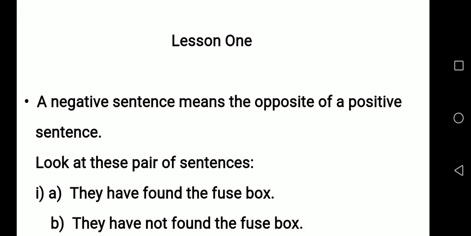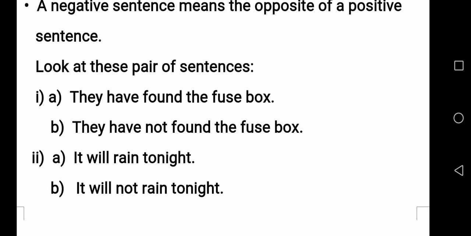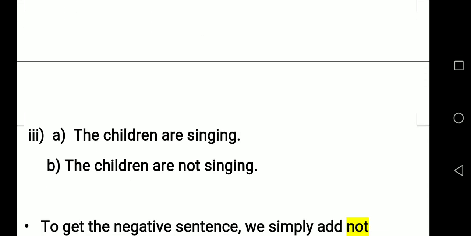They have found the fuse box. They have not found the fuse box. It will rain tonight. It will not rain tonight. The children are singing. The children are not singing. Take notes of these sentences.